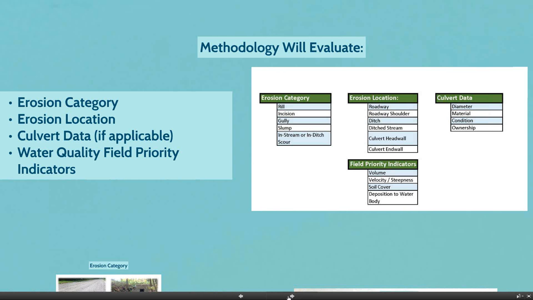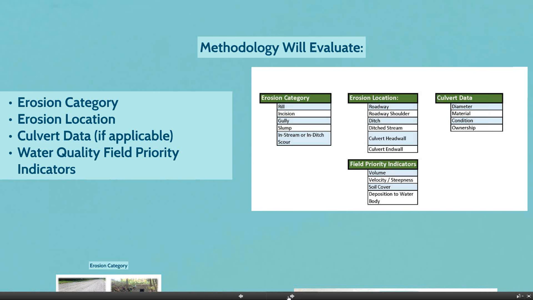Rilling is small braided channels, something that may be graded out from year to year. An in-ditch or in-stream scour is generally a more severe type of erosion, where just the velocity of the water is eating the side of the bank, undercutting the side of the bank or the bed surface. It's commonly found at a culvert outlet.